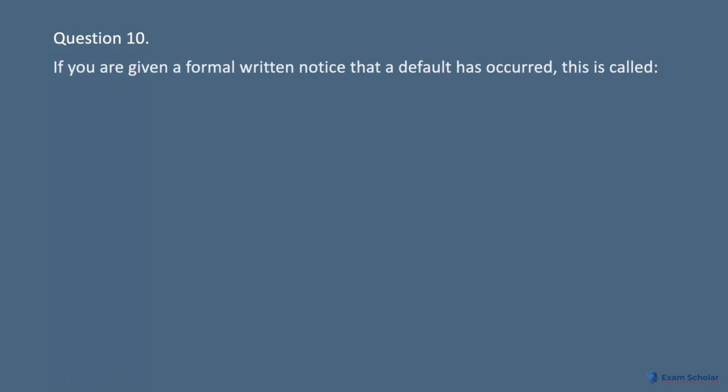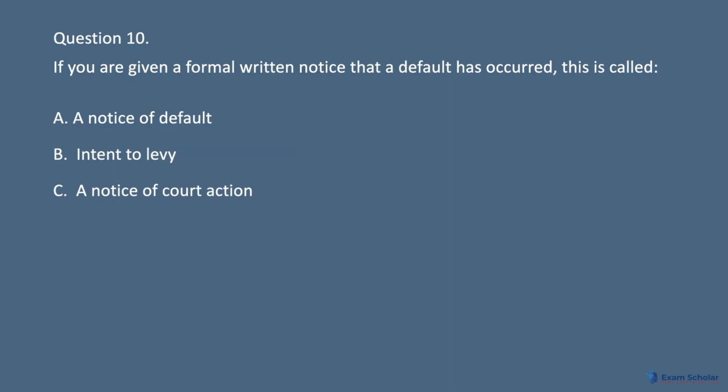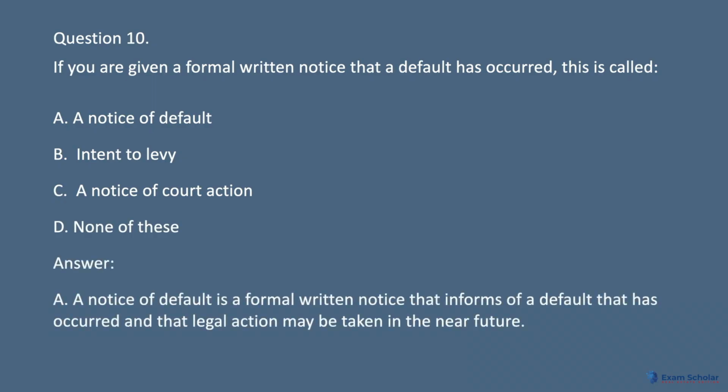Question 10. If you are given a formal written notice that a default has occurred, this is called A. A notice of default. B. Intent to levy. C. A notice of court action. D. None of these. Answer A. A notice of default is a formal written notice that informs of a default that has occurred and that legal action may be taken in the near future.